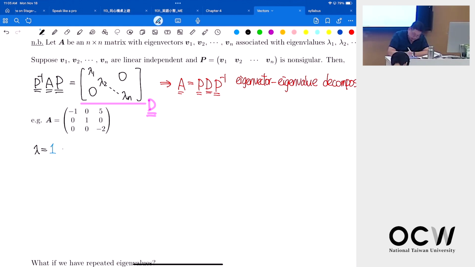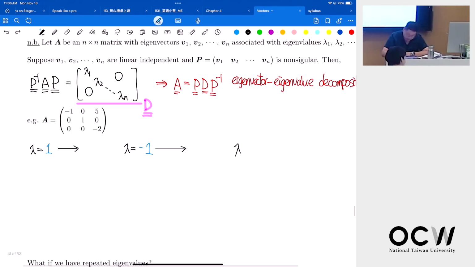Eigenvalue 1. So you should have an eigenvector, and then also when eigenvalue is -1, and then eigenvalue is -2. What is the eigenvector?